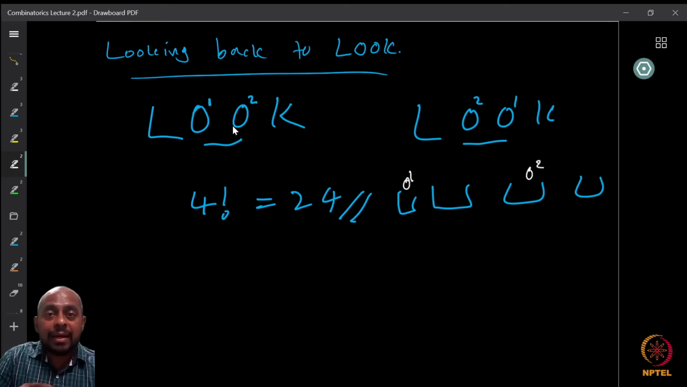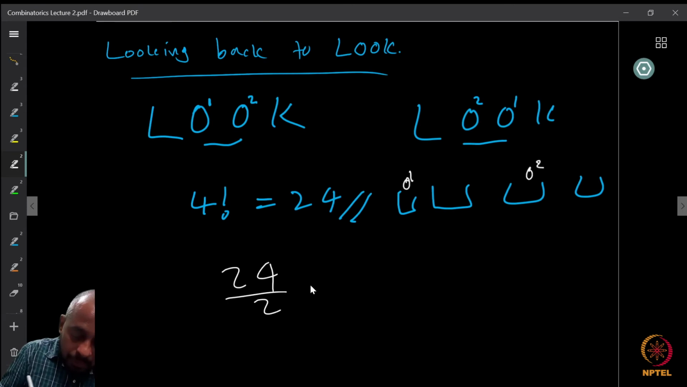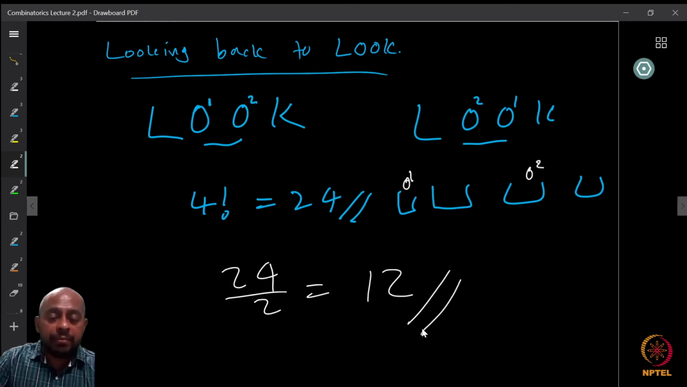So every word I counted exactly twice, because O1 comes first and O2 comes second, or O2 comes first and O1 comes second. In the same positions, they lead to the same word. So I can use the division principle now to say that because I overcounted every word exactly twice, I can divide by 2. So 24 by 2, which is equal to 12. So there are 12 different words. And you can verify by finding the 12 different words.